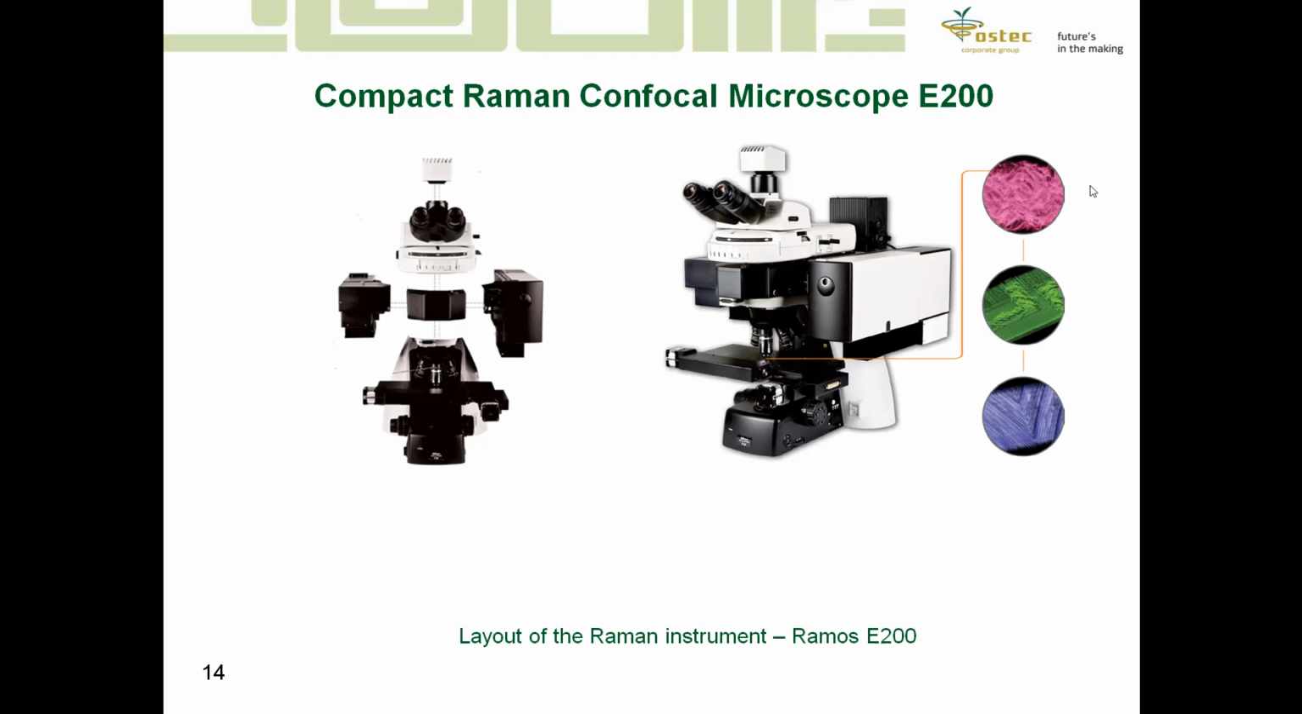And here is another system. It is the E200. It is a compact designed system where the spectrometer unit and the confocal unit are combined together with an optical microscope, and they are mounted on top of the microscope. It is a compact design, but nevertheless the spectral resolution can be less than 1 wave number.